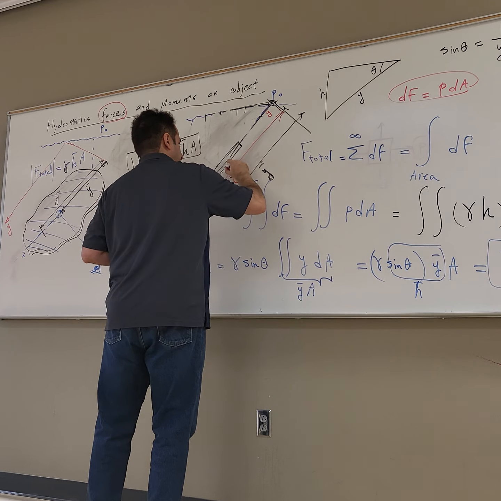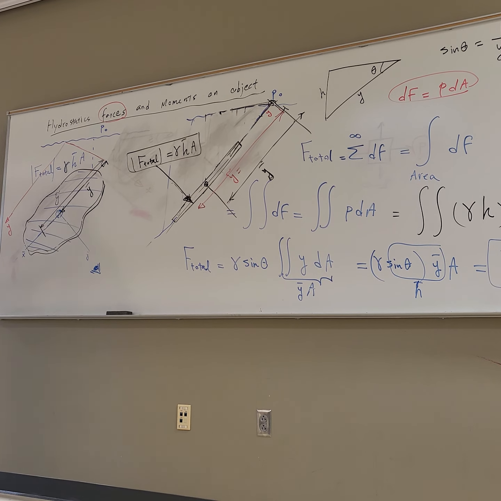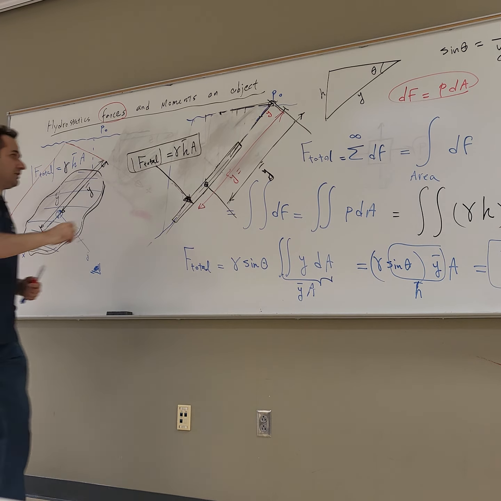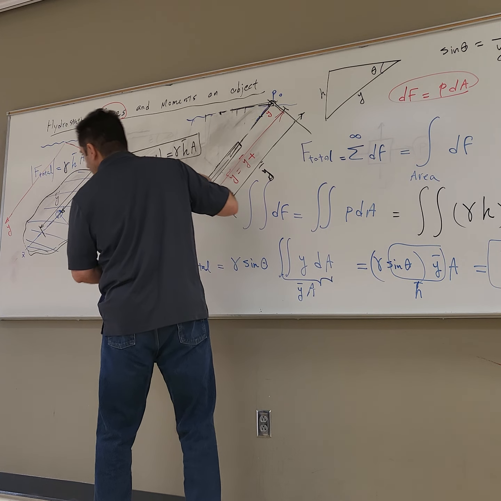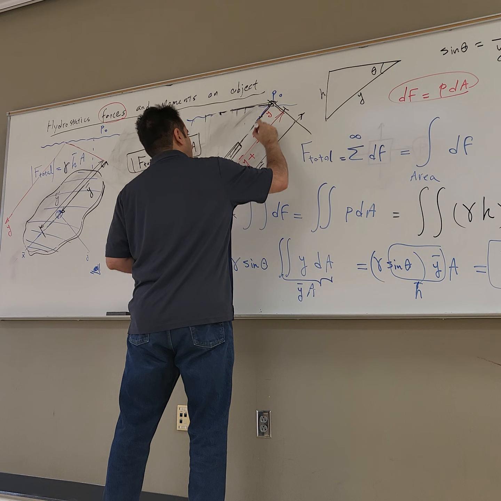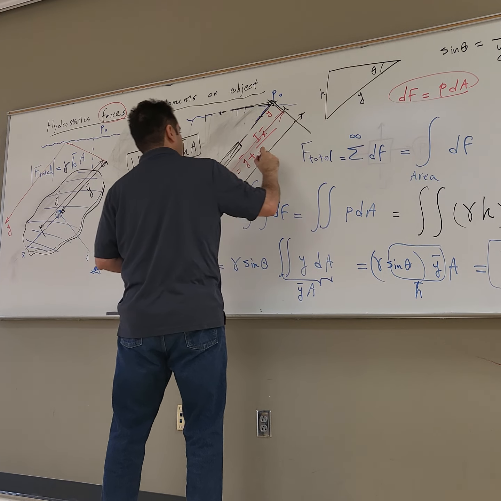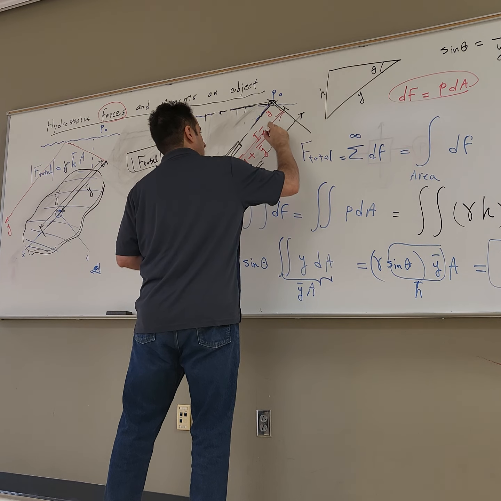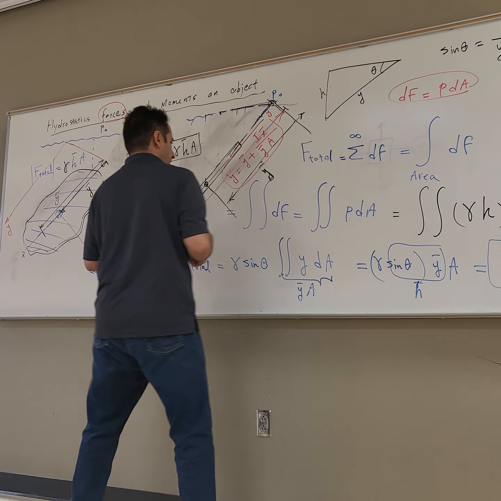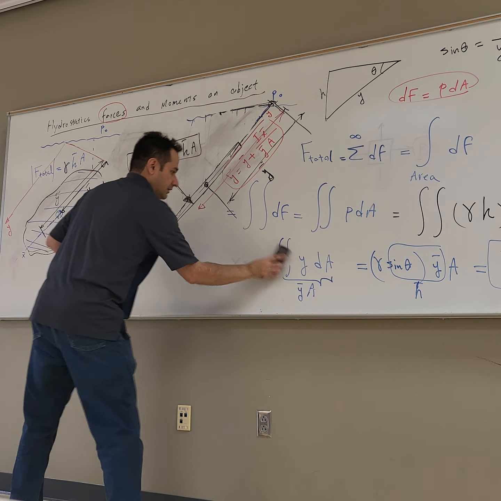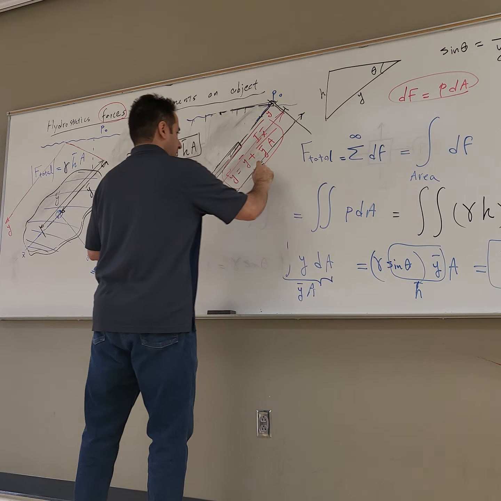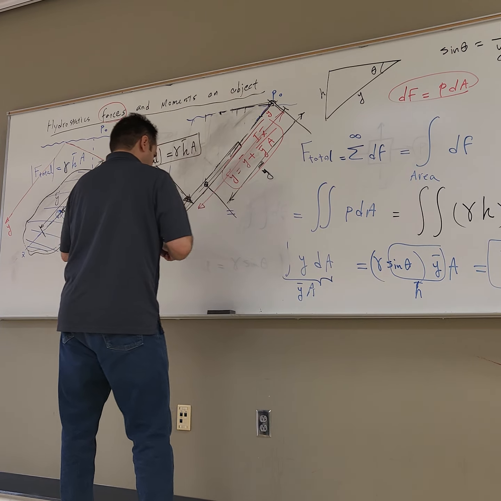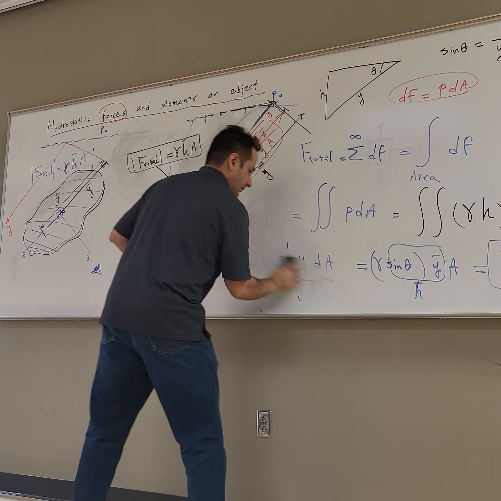Y tilde is equal to y bar plus Ix bar divided by y bar times A. There you go. That's the final formula. That's the final formula that you have.